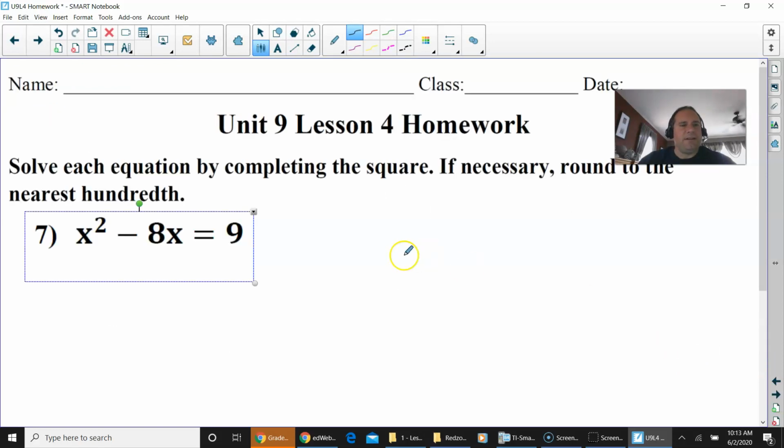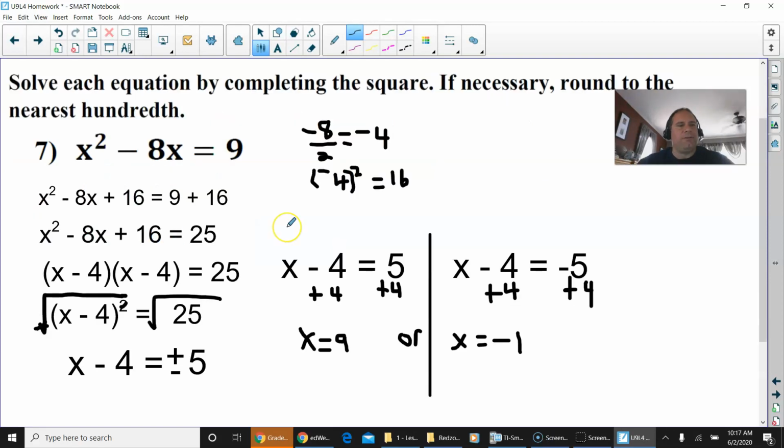Number 7 is set up for you nicely already, so go ahead and see if you can work on number 7, and you could press pause now. So number 7 has x squared minus 8x equals 9. It's set up for you nicely.